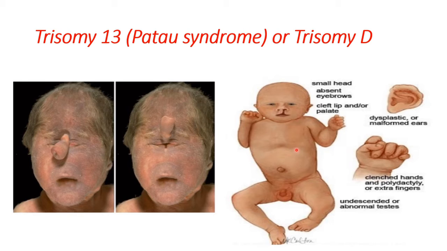So what are the signs and symptoms of this one? You have malformed ears, hands clenching, undescended or abnormal testis. We have here the small head, cleft lip and palate, and then looking also at the picture, it's really difficult for those children who have trisomy 13 to survive.